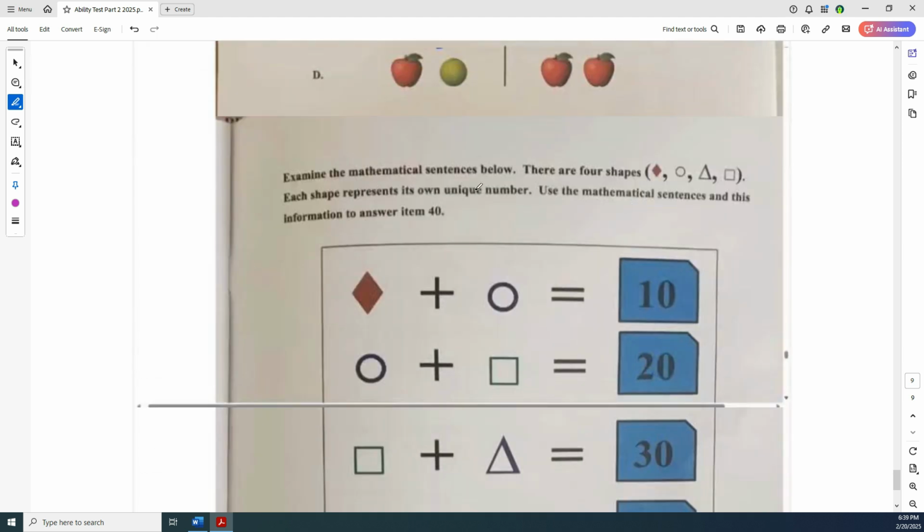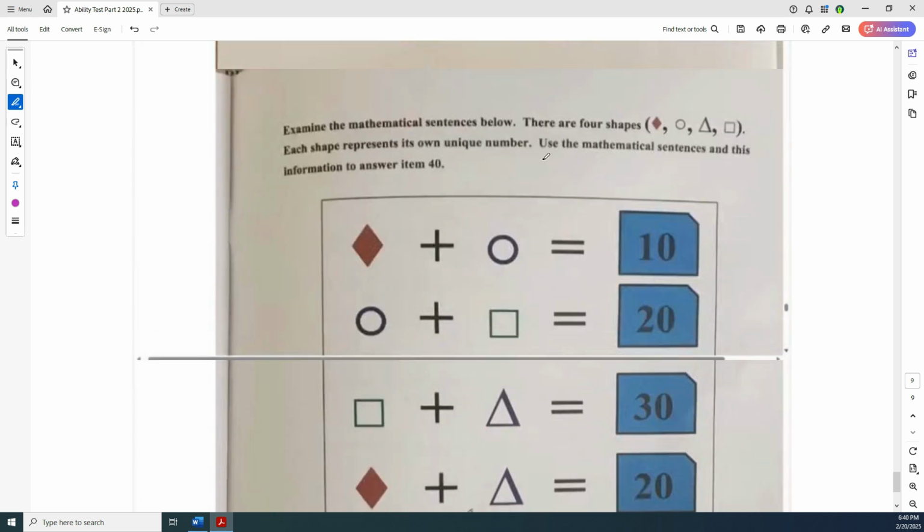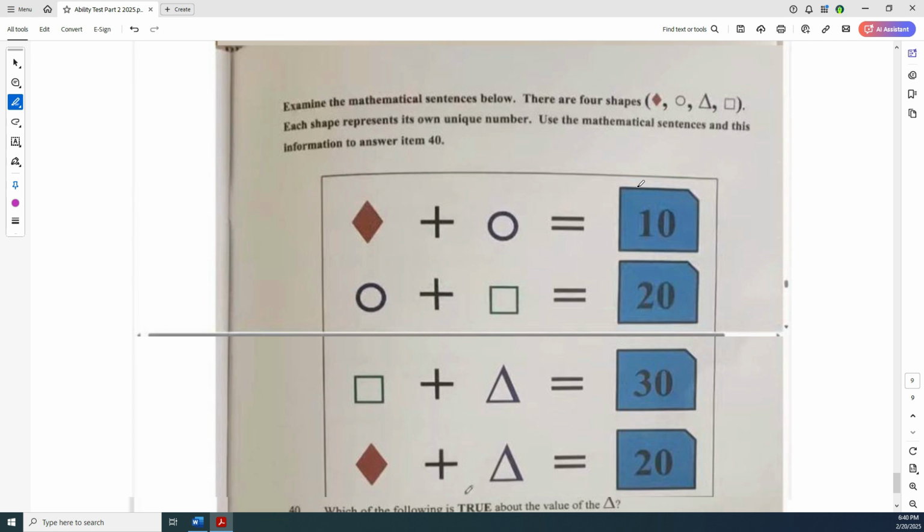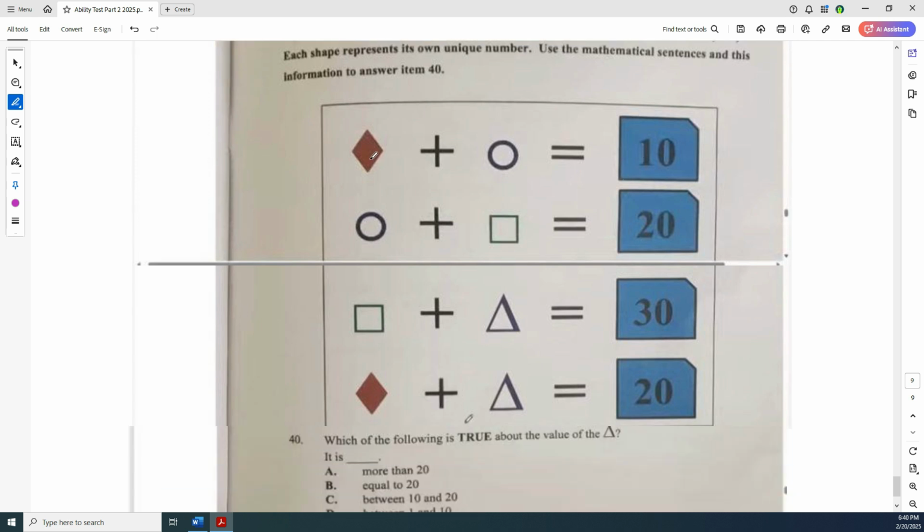And examine the mathematical sentences below. There are 4 shapes: the diamond, then the circle, then the triangle, and the square. Each shape represents its own unique number. Use the mathematical sentences and this information to answer item 40. So diamond plus circle equals 10. Circle plus box equals 20. Box plus triangle equals 30. Diamond plus triangle equals 20.